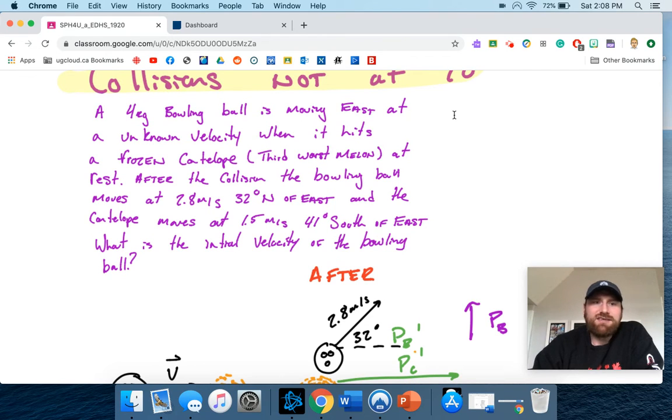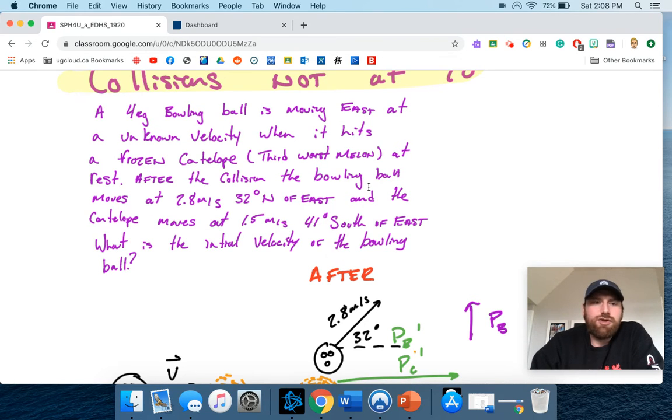ball is moving east at an unknown velocity when it hits a frozen cantaloupe, which in my opinion, and you all know this, is that the cantaloupe is the third worst melon. Number 1, water. Number 2 is honeydew. And 3 is cantaloupe. Feel free to have your own opinions, even though they're wrong. Okay, moving on.